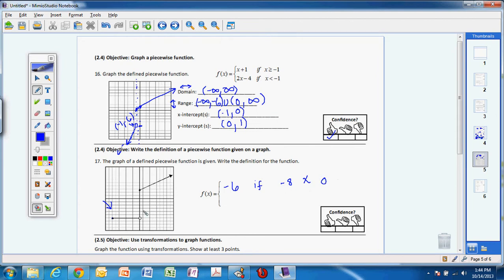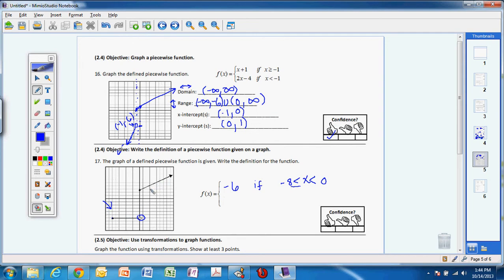And in this case, we're saying everything that's less than 0, so x is less than 0, strictly less than because this is an open circle. And when x, in this case, has to be greater than or equal to negative 8, so x is greater than or equal to negative 8. So that case takes care of this part of our graph.